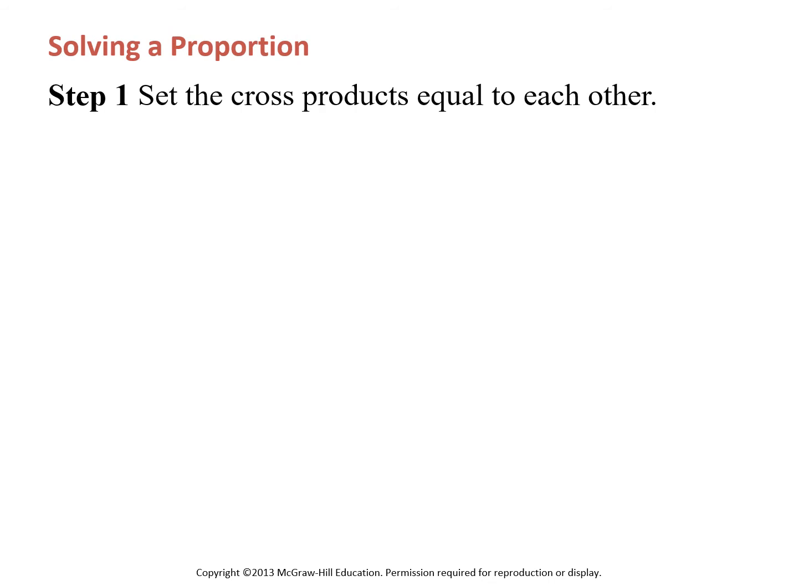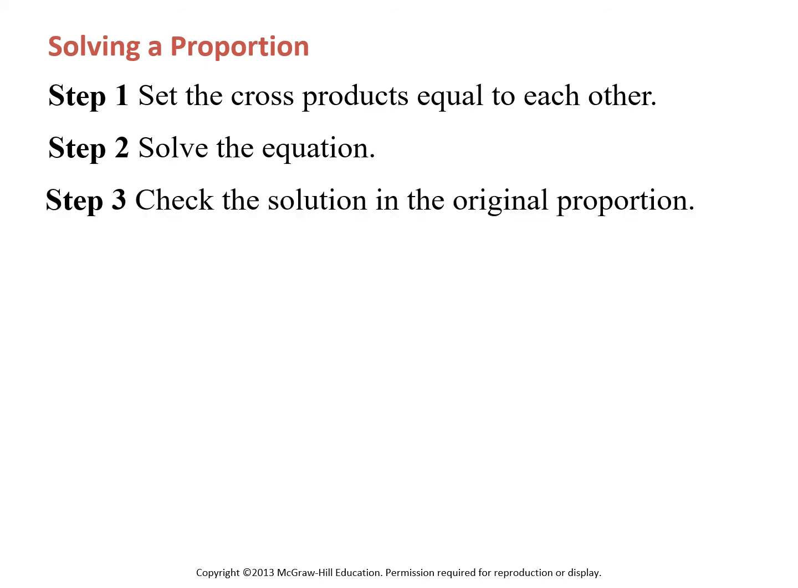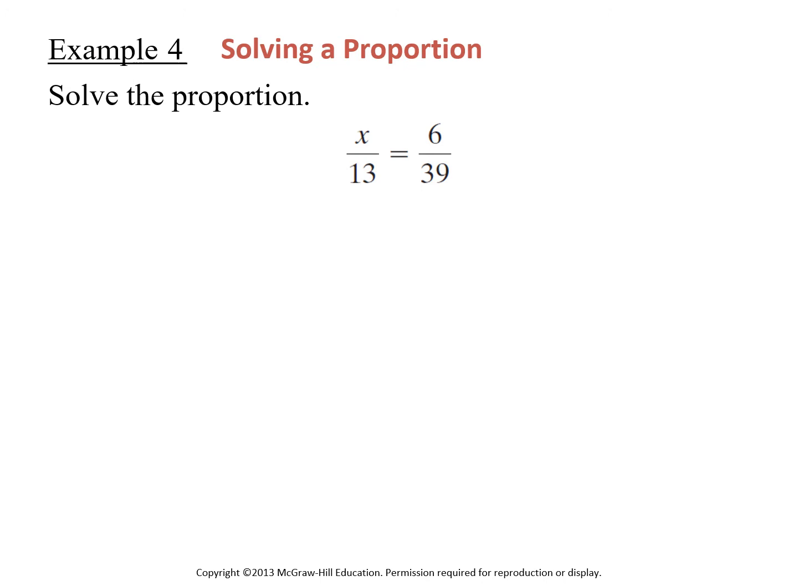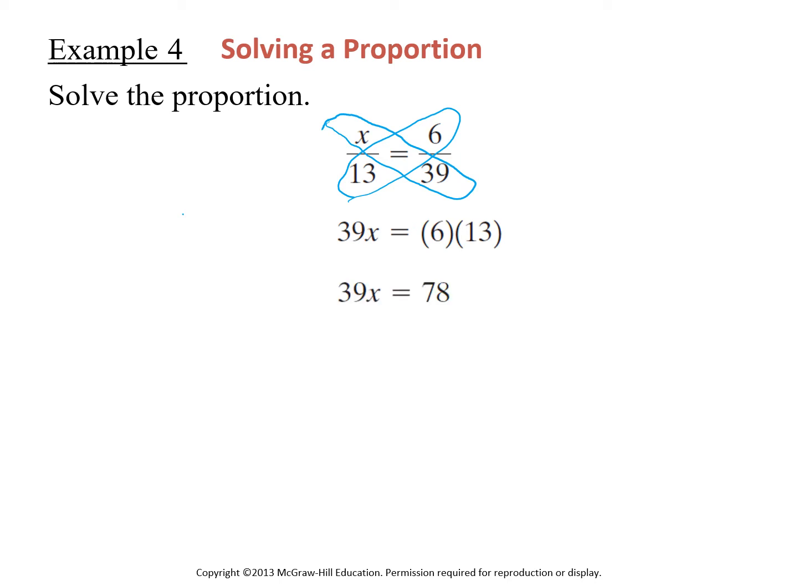To solve a proportion, we're going to set the cross products equal to each other and solve the equation. We will check our solution in the original proportion. So to solve x over 13 equals 6 over 39, we will set the cross products equal to each other. We will start with 39 times x, or 39x, equals 13 times 6. So 13 times 6 is 78. And we will divide by the coefficient 39, and x equals 2.